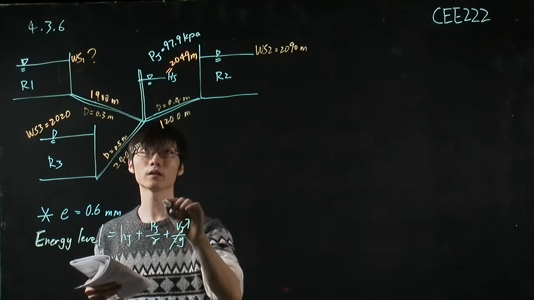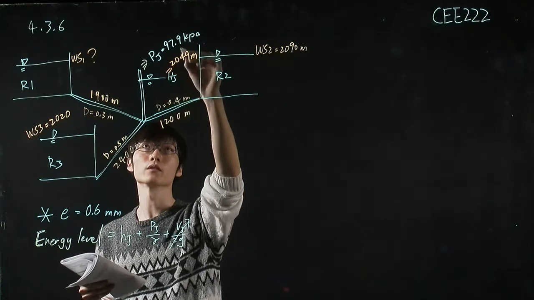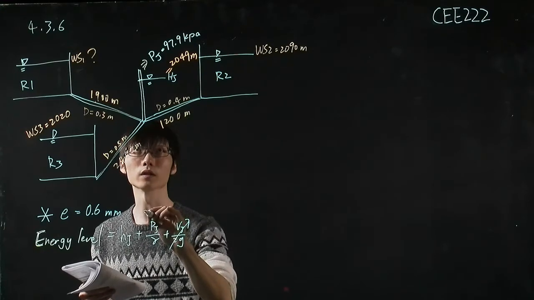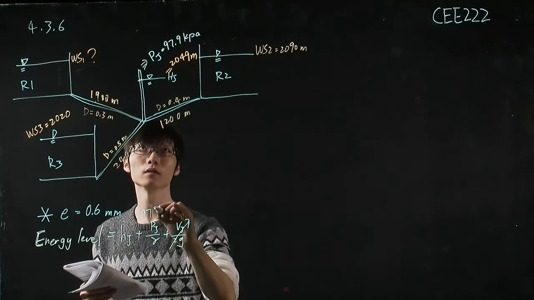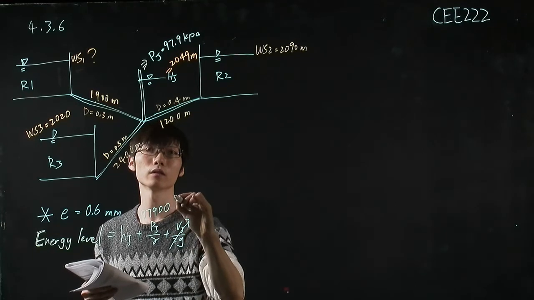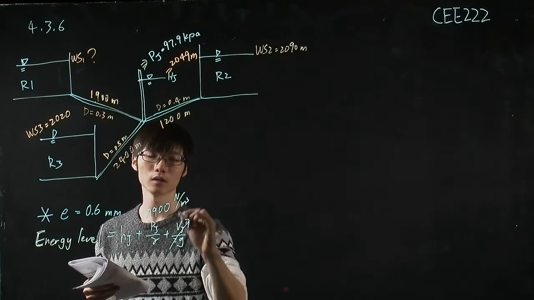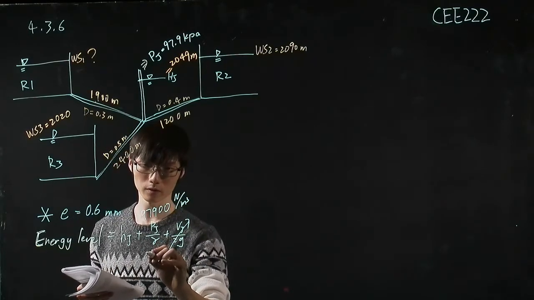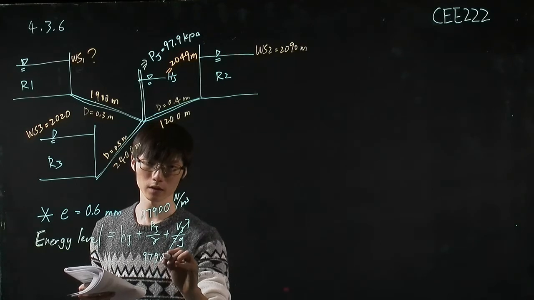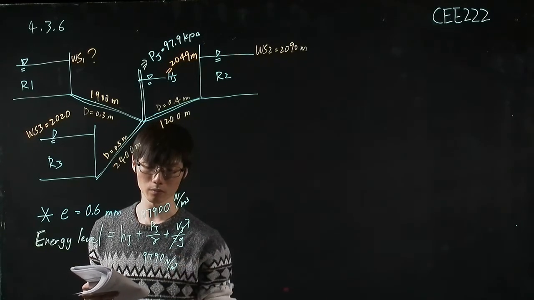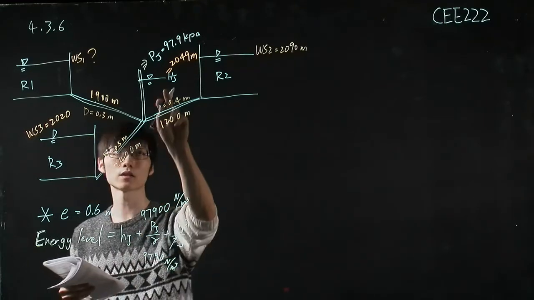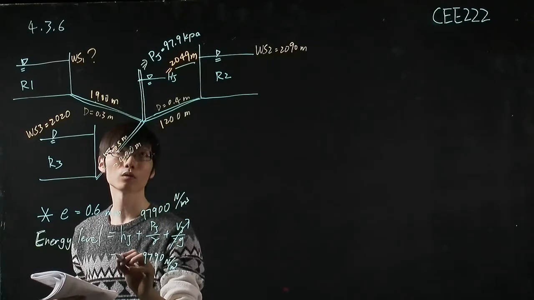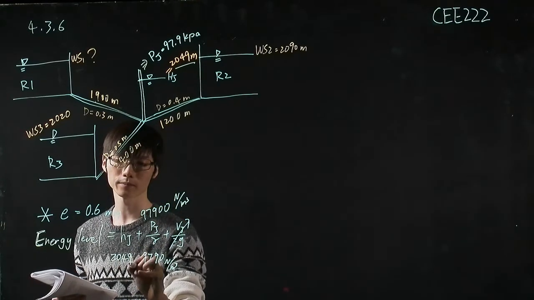And the pressure term here, the problem tells us the pressure equals 97.9 kPa. So this is 97,900 Newton per square meter, and the specific weight will equal 9790 Newton per cubic meter. And the height of this junction is equal to 2049.